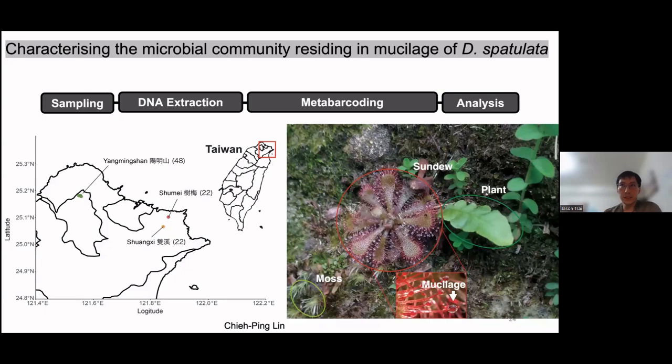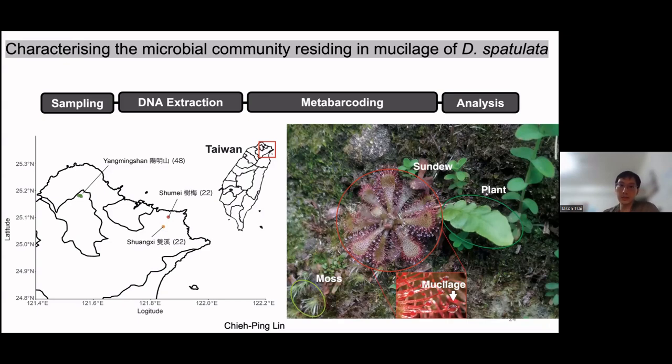To investigate the microbial community, we sampled mucilage from 3 sites in northern Taiwan and collected controls from nearby non-carnivorous plants. We then extracted the DNA for metabarcoding of both bacterial 16S and fungal ITS regions.